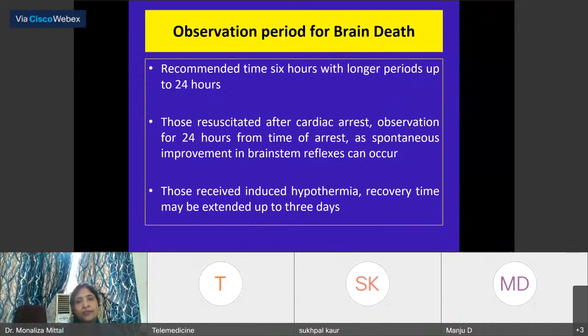Now, observation period. How much time do we have to observe a brain dead patient? It is recommended that a patient be observed for 6 hours, up to 24 hours. But for those patients who are resuscitated after cardiac arrest, observation could be up to 24 hours from the time of arrest, because some spontaneous improvement in brainstem reflexes can occur within that period. And for those who have been on induced hypothermia, the recovery time may be extended up to 3 days.